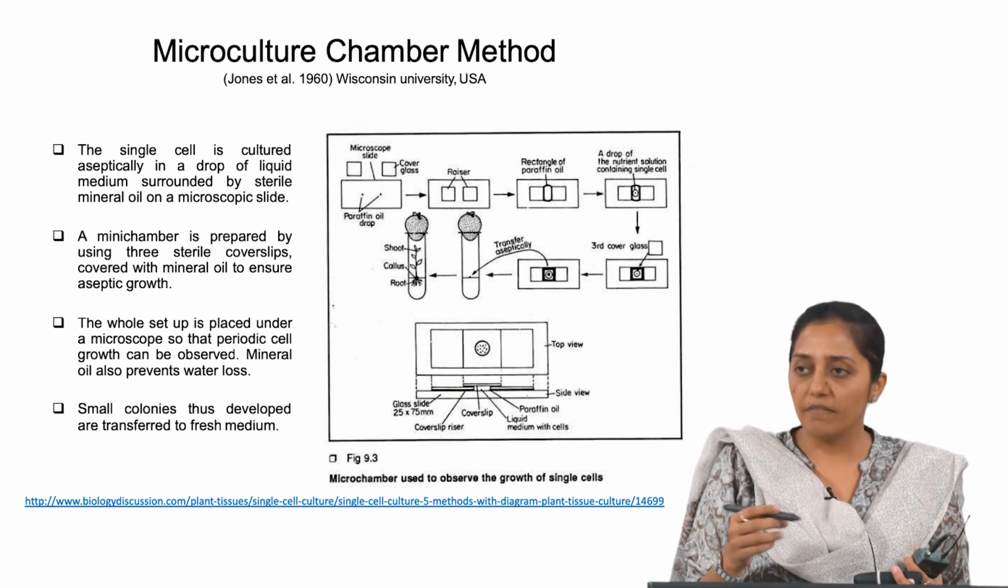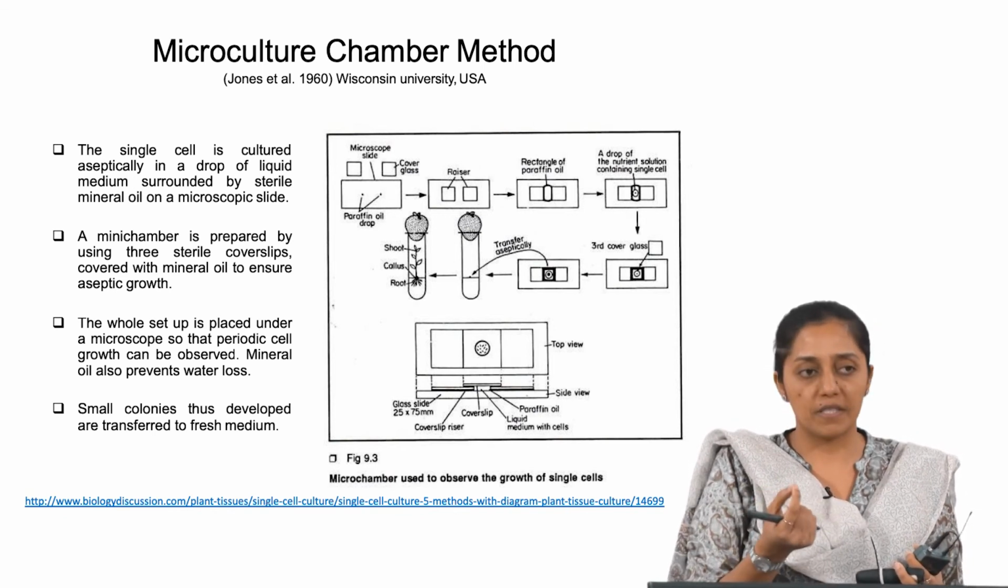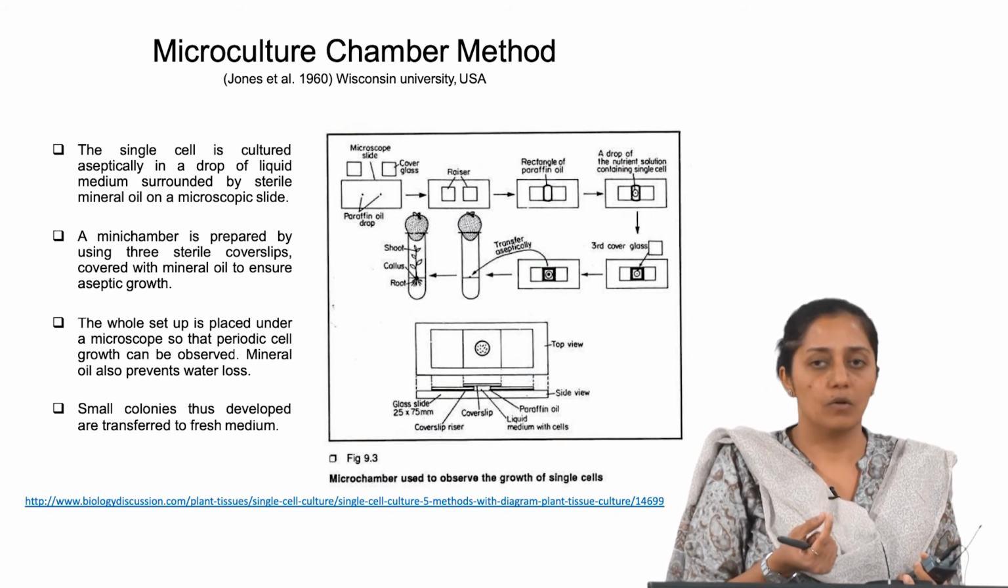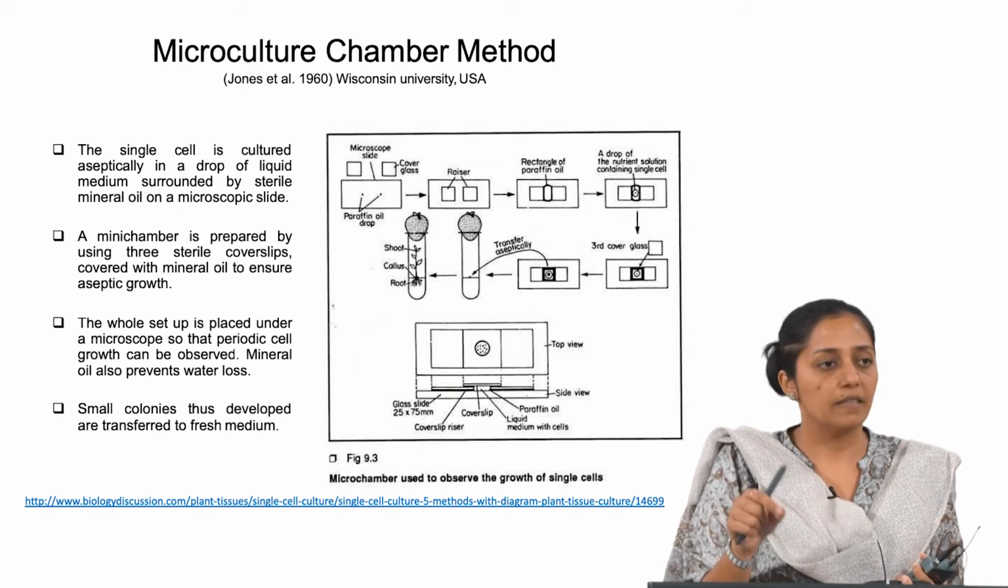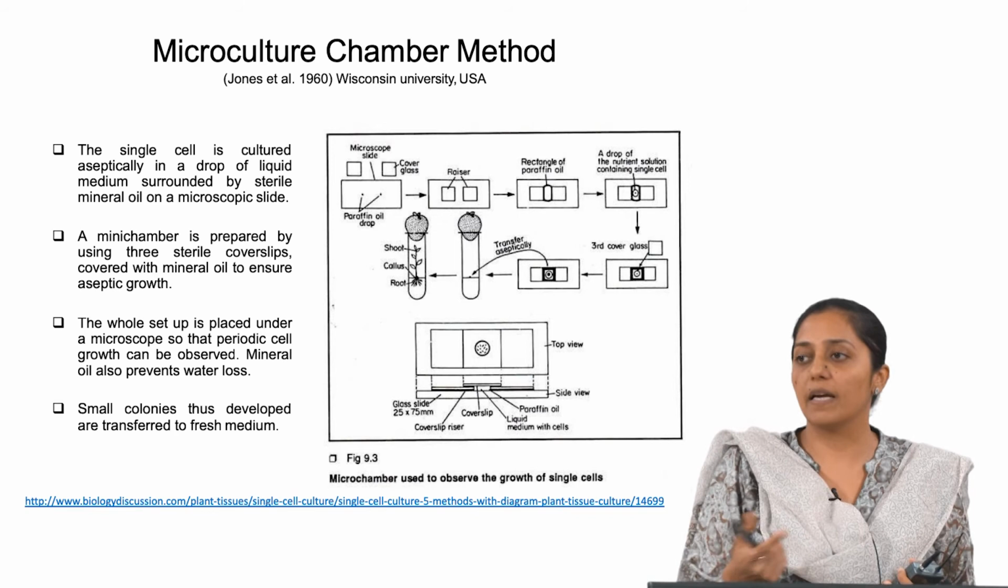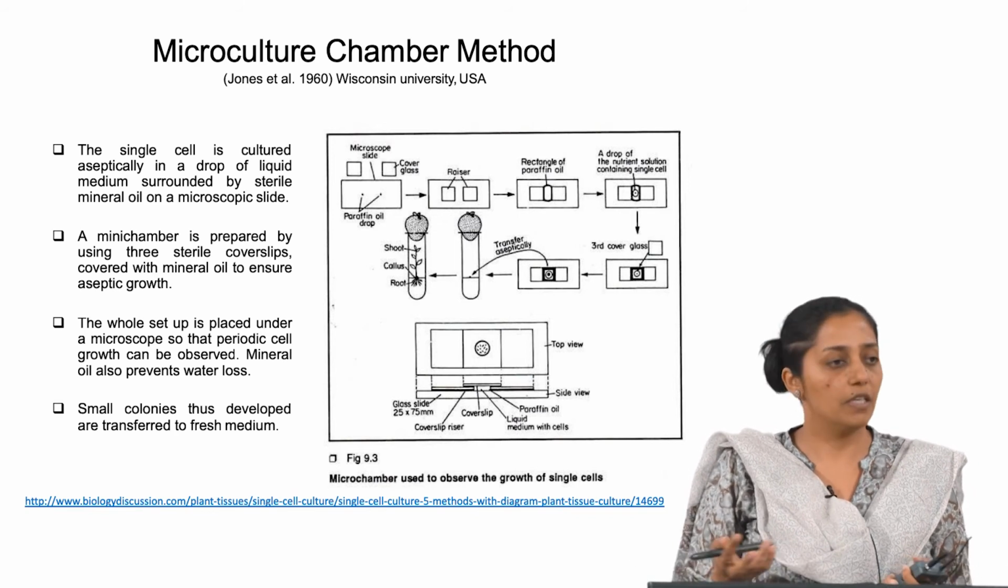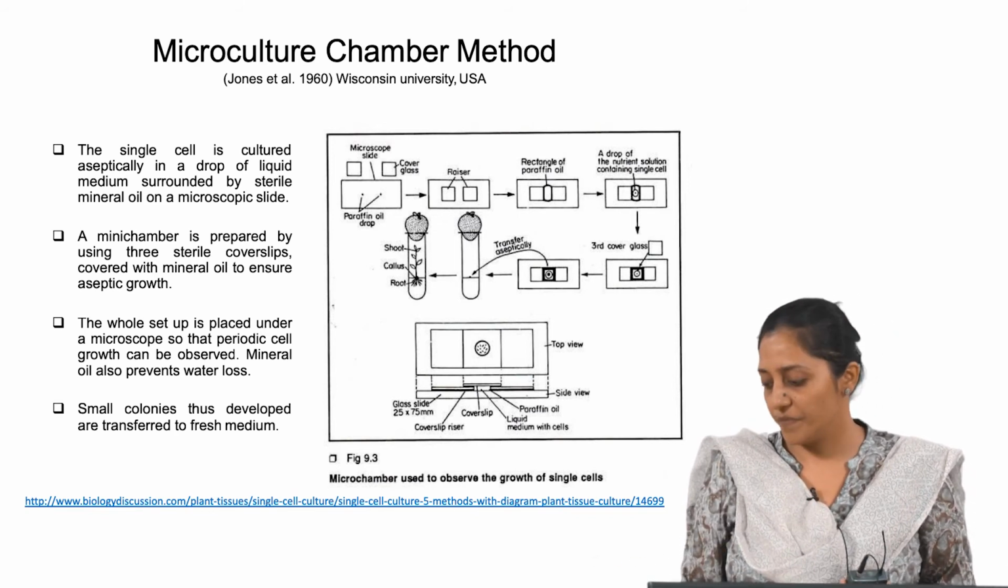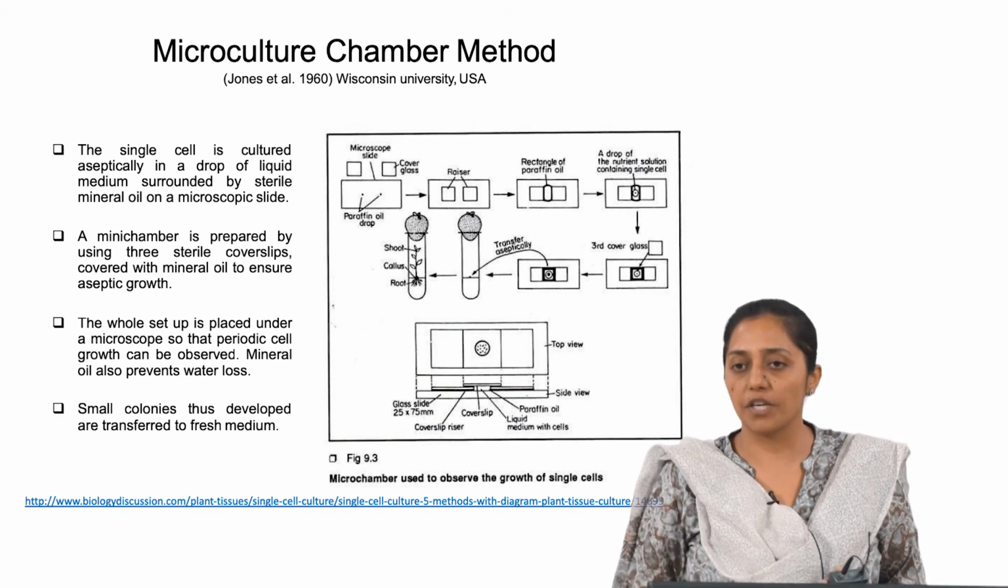The cells would divide, and then once you have seen it has reached some group of cell mass, that can be subsequently transferred and can lead to generation even of the whole plant. So, this is called the micro culture chamber technique.